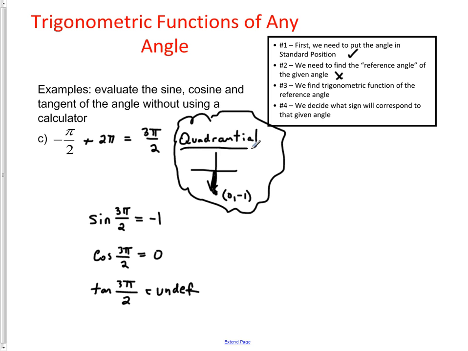Quadrantal angles are one of those special angles where we don't have to determine anything about the reference angle, but we do need to know the sign that corresponds to that angle. So in standard position, negative 1, 0, and undefined.